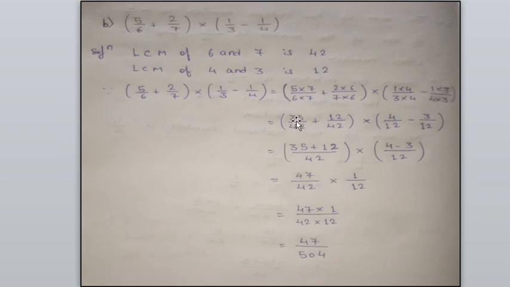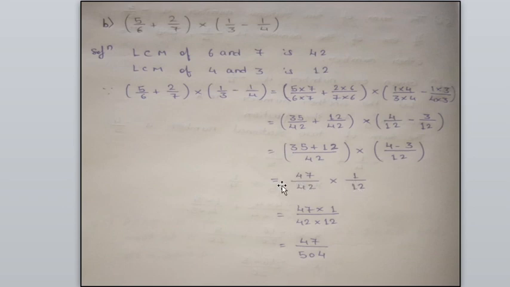So that is (35/42 + 12/42) × (4/12 − 3/12). So here we got the denominator same, and we will perform the addition between numerators. So that is (35 + 12)/42 into, here we got the LCM as 12, so we will perform the subtraction between numerators as it is given, subtract (4 − 3)/12. So that is 47/42 into 1/12.